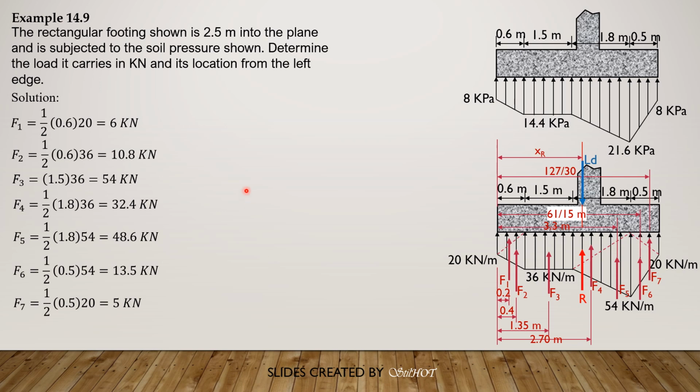So the resultant is an upward force, and it is equal to the sum of these forces. So adding these forces, resultant is 170.3 kilonewtons upward. But the loading is downward. The load on the footing is equal to this upward force. So LD is 170.3 kilonewtons. Then for its location, we equate the moment of the resultant about the left edge to the sum of moments of its components.